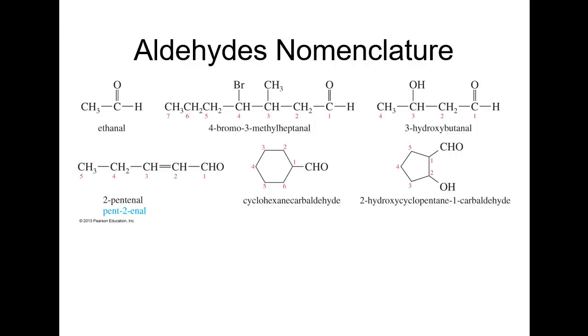Aldehyde nomenclature is just as easy, except this time aldehydes end in -al. This time you don't have to put the number in. With ketones, you had to tell me what carbon the carbonyl's on, but in this case you don't, for obvious reasons. Your aldehyde is always carbon 1. It's always at the end of the chain. That's what makes an aldehyde an aldehyde. So you never have to say, you know, heptan-1-al. It's always 1-al.